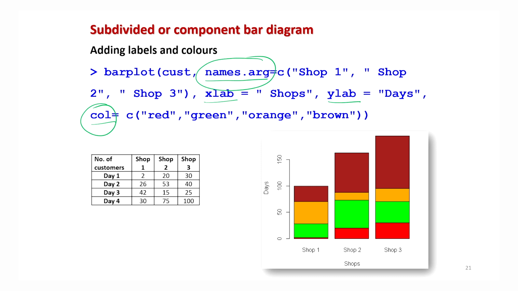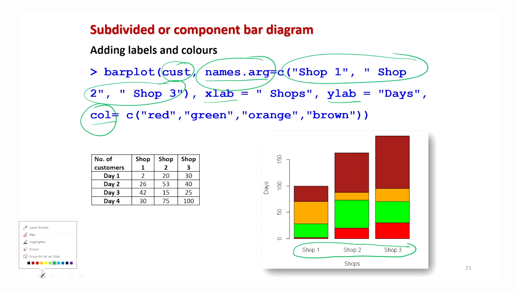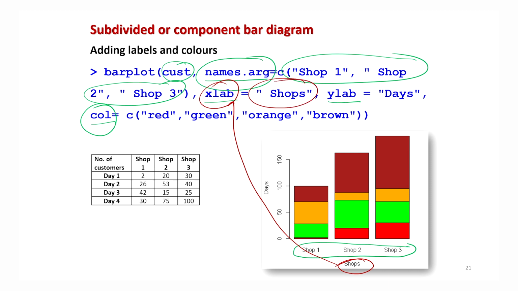Right. So now if you try to see, you are giving the same data, and if you want to have the names shop 1, shop 2, shop 3, which is given here by names.arg. And then you have shops on the x-axis, which is given by xlab. Then you have days on the y axis, which is given by ylab. And then if you want to give the colors, you can see the colors here are red, green, orange, brown. So you can see this is the color ordering.